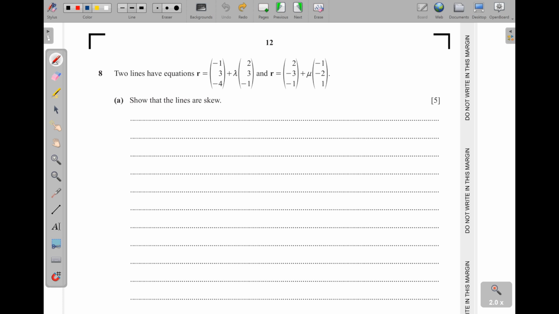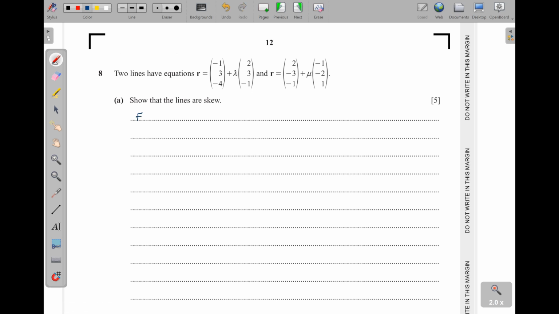Parallel lines, if they are parallel lines, then the directional vectors have to be scalar multiples of each other. You cannot express this in terms of this one, so they are not parallel. Okay. Now let us see if they are to intersect. Okay, we use the concept of intersection.